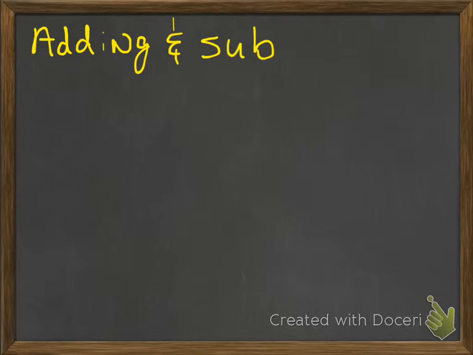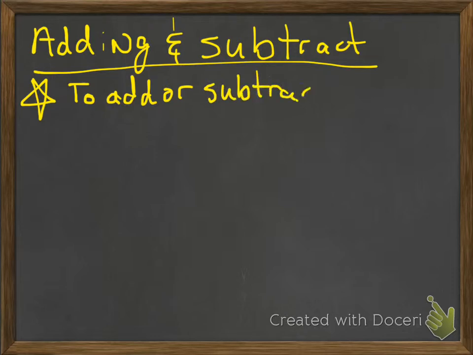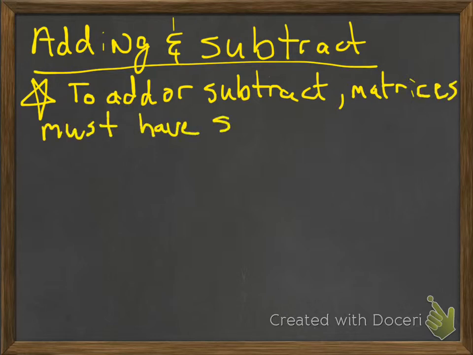Adding and subtracting is pretty easy. There's one very important rule to remember though. If you want to add or subtract, the matrices have to have the same dimensions. If I have a 2 by 3 matrix, I need to add it to another 2 by 3. I can't add it to a 3 by 2. So you always have to make sure they have the same dimensions.